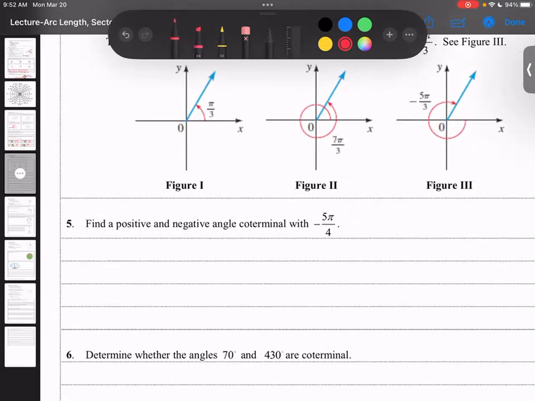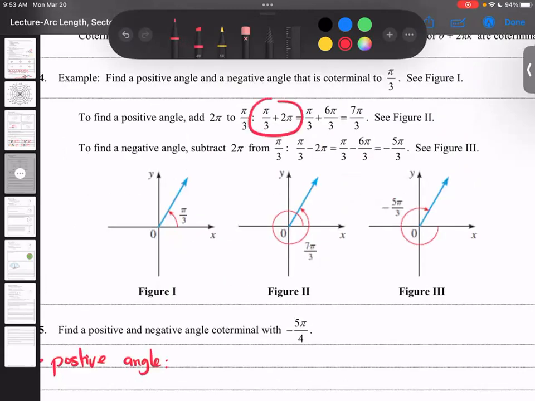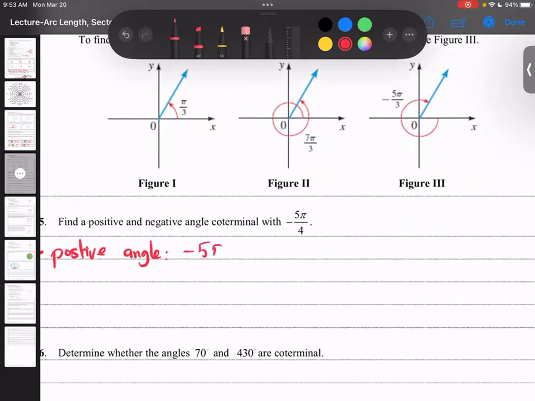Let's do number 5. They want you to find the positive and negative angle coterminal with negative 5 pi over 4. So let's do the positive one first. Positive angle, right there. That's your formula, right? Whatever angle they give you, add 2 pi. So negative 5 pi over 4 plus 2 pi is the same thing as negative 5 pi over 4 plus 8 pi over 4. Negative 5 pi plus 8 pi, that's 3 pi over 4.